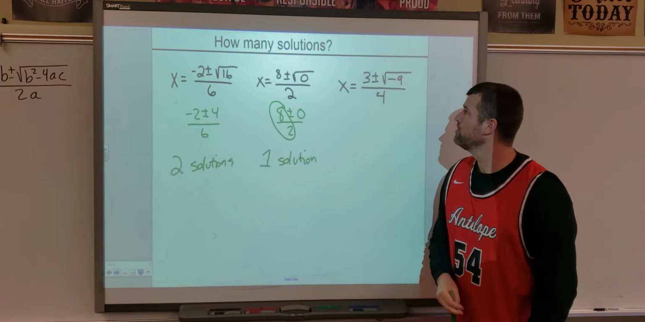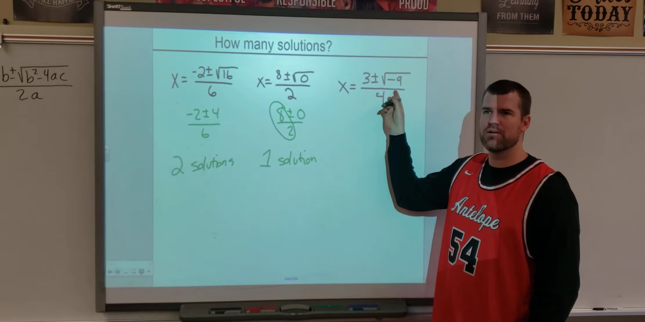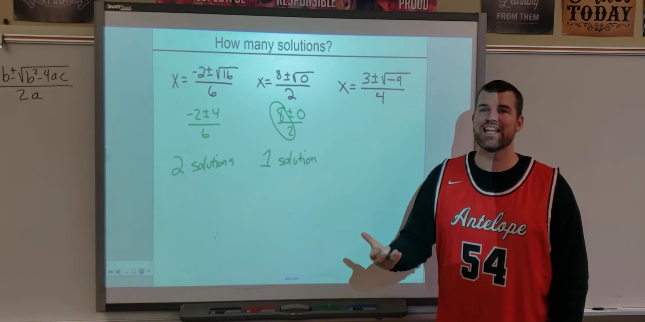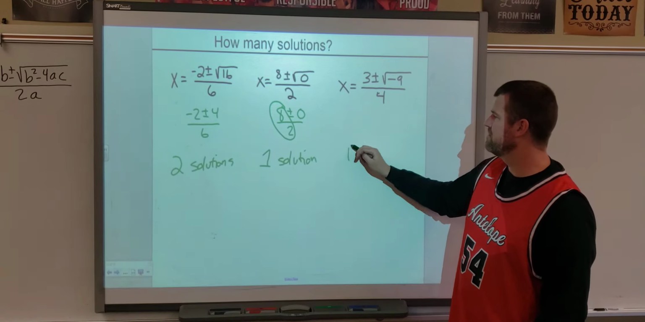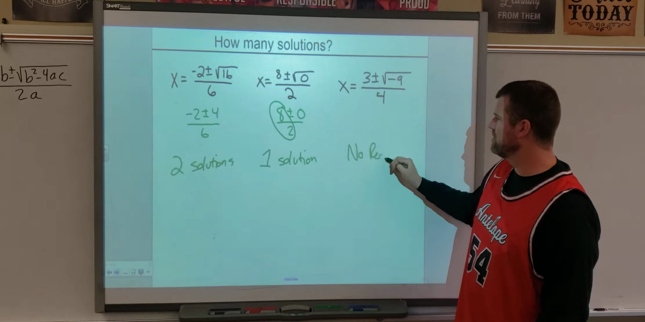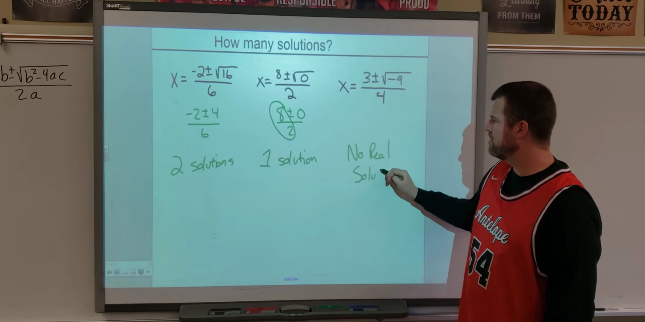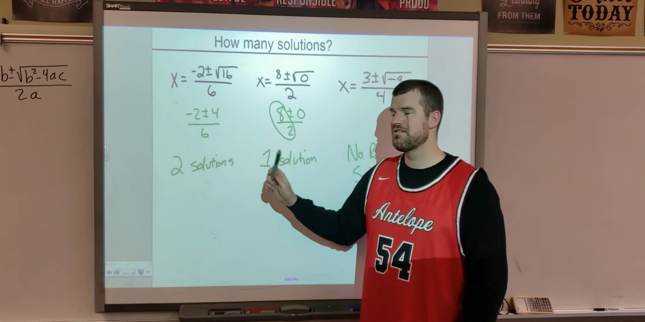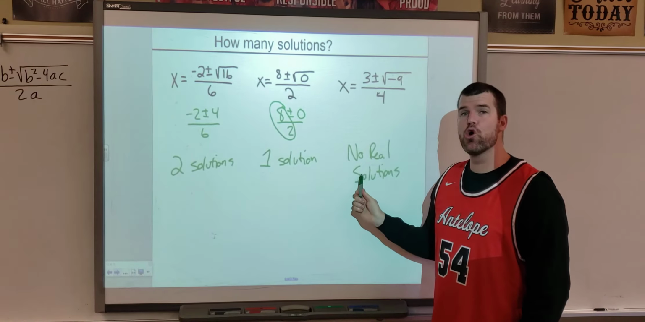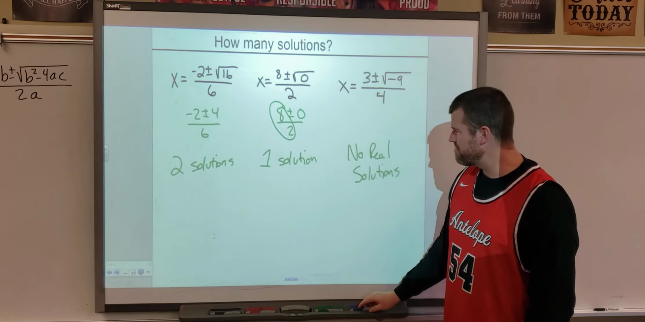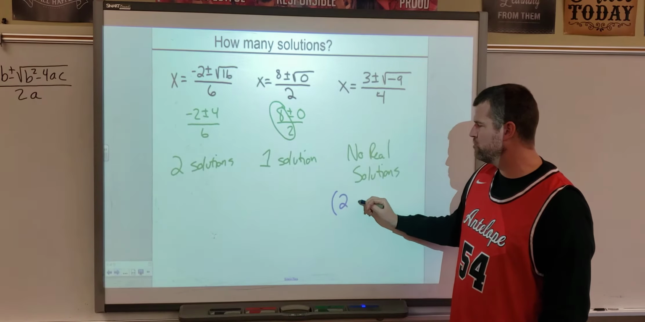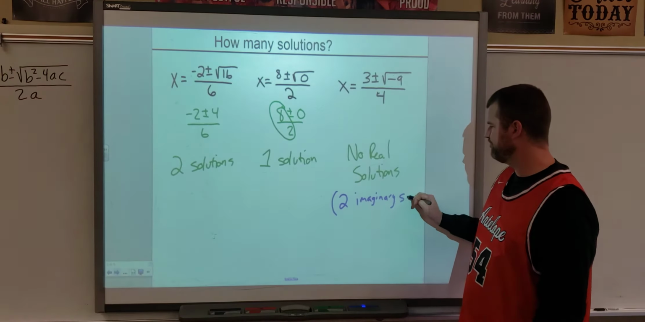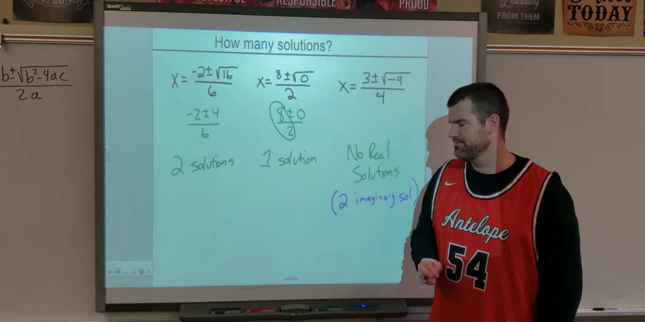And then this last example, we have a negative inside the square root. Well, what happens when we take the square root of a negative number? We get no real solutions. So anytime we solve a quadratic equation, it's possible to get 2 solutions, 1 solution, or no real solutions, which we're also going to say at this point, that also means you have 2 imaginary solutions, but we're not going to find those yet.